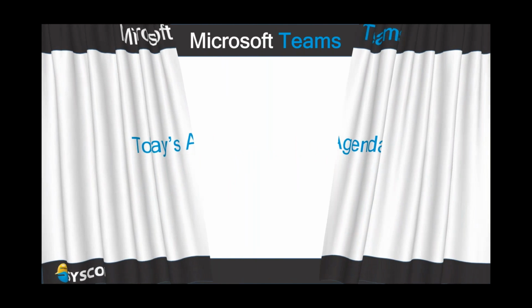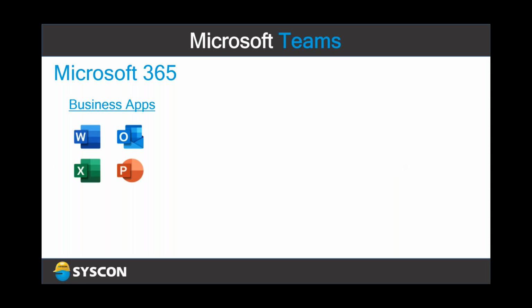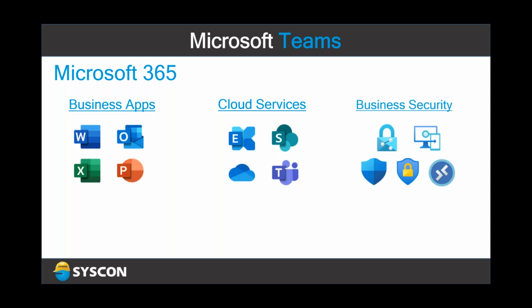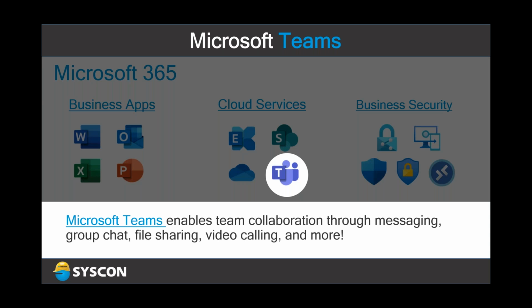So Microsoft Teams. Microsoft Teams is part of Microsoft 365. And Microsoft 365 is mostly built of business apps, cloud services, and quite a few pretty cool business security tools. Today, we're just talking about Microsoft Teams. According to Microsoft, Teams enables collaboration through messaging, group chat, file sharing, video calling, and more. Basically, it's chat and calls on steroids. That's the long and short of what Microsoft Teams is.